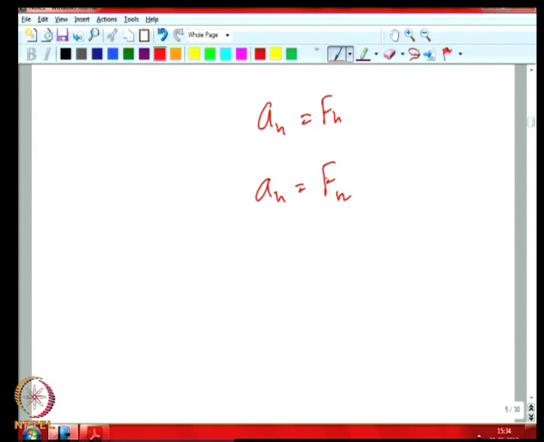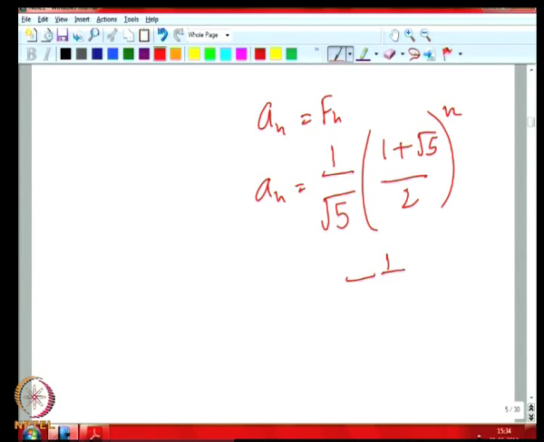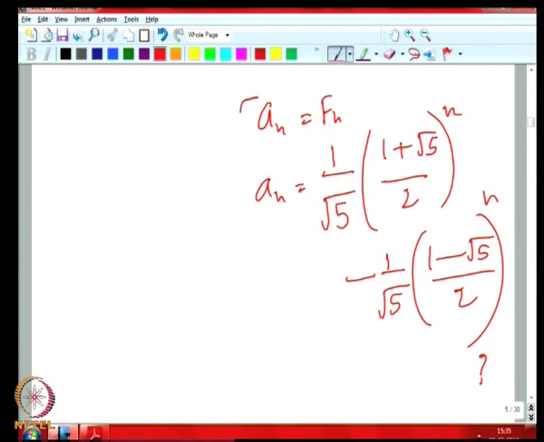the formula for f_n, maybe 1 by square root of 5 into (1 plus square root of 5 by 2) raised to n minus 1 by square root of 5 into (1 minus square root of 5 by 2) whole power n. Can we write like this? No, because, as we have seen, it's not perfectly matching. This is not correct.